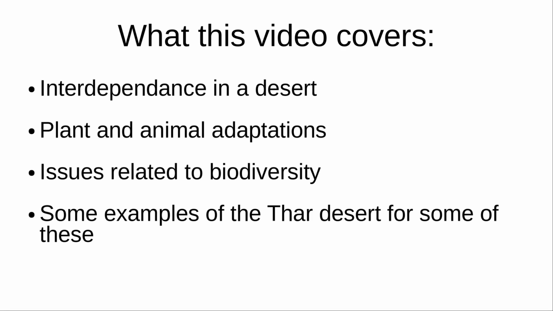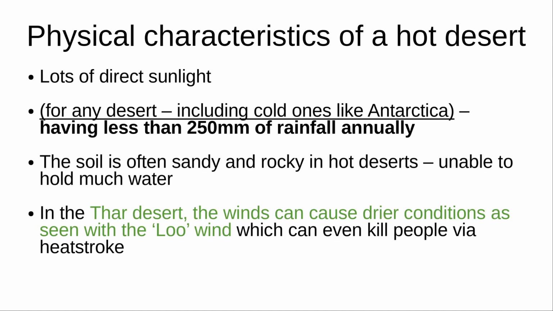In this video, the case study which will be referenced from time to time is a hot desert, which is the Thar Desert located in northwest India on the border between it and Pakistan. The physical characteristics of a hot desert include having less than 250 millimeters of rainfall every year, the soil often being sandy or rocky, unable to hold much water, and lots of direct sunlight.